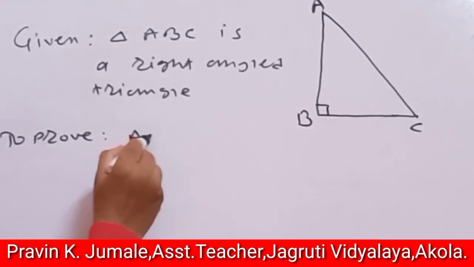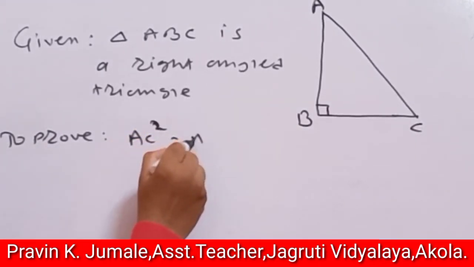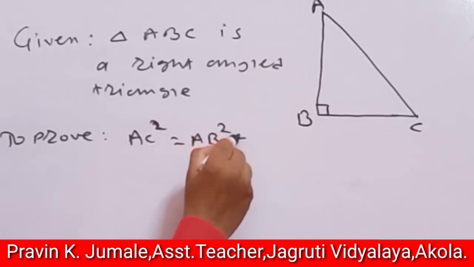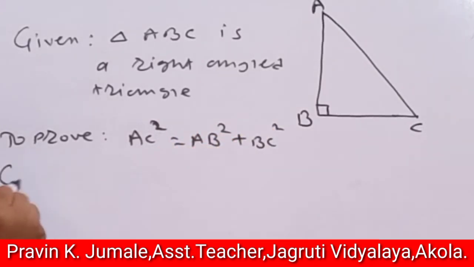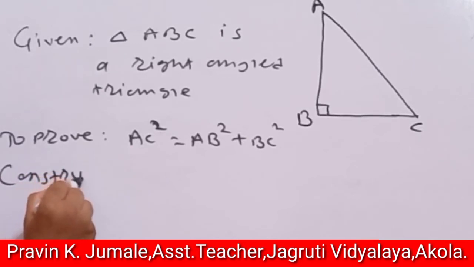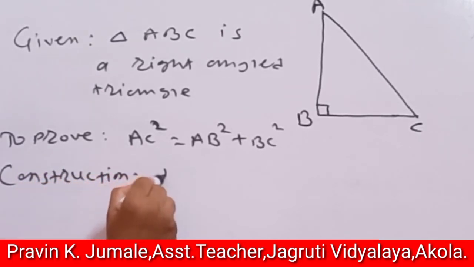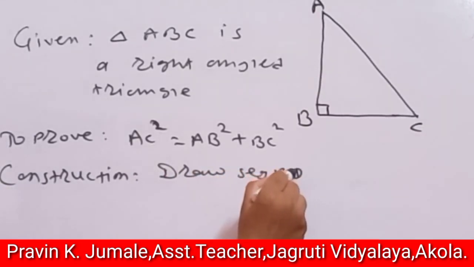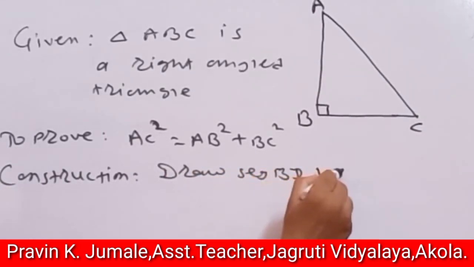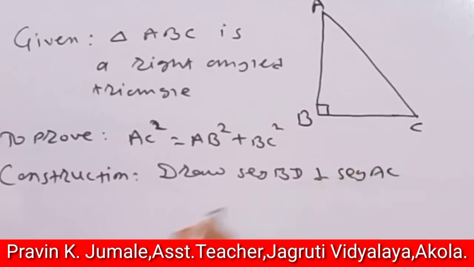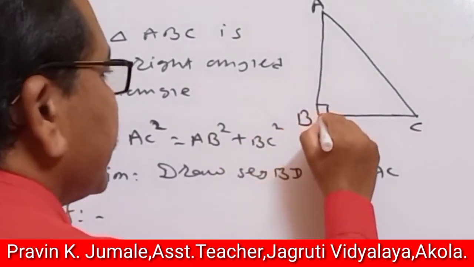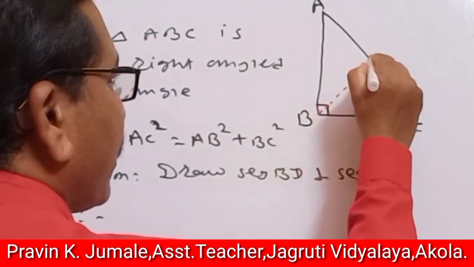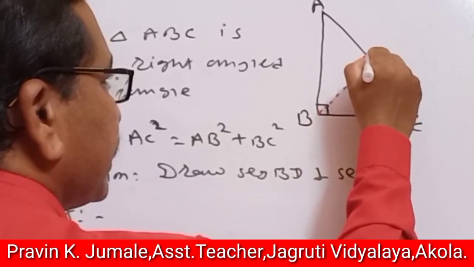Hypotenuse square, means AC square, is equal to the sum of the square of remaining two sides, AB square plus BC square. Construction. Draw segment BD perpendicular to segment AC. Construction: segment BD perpendicular to segment AC.